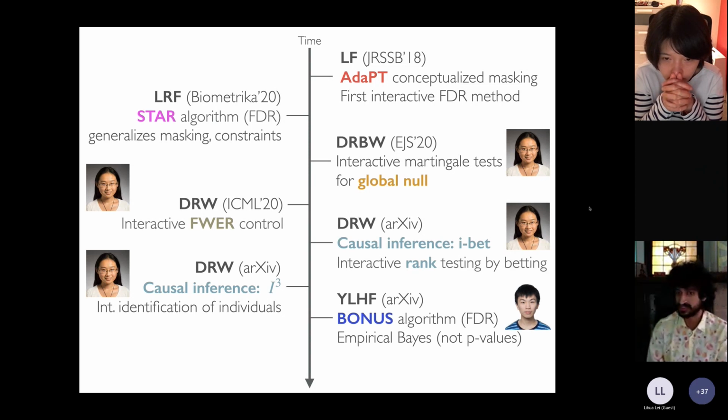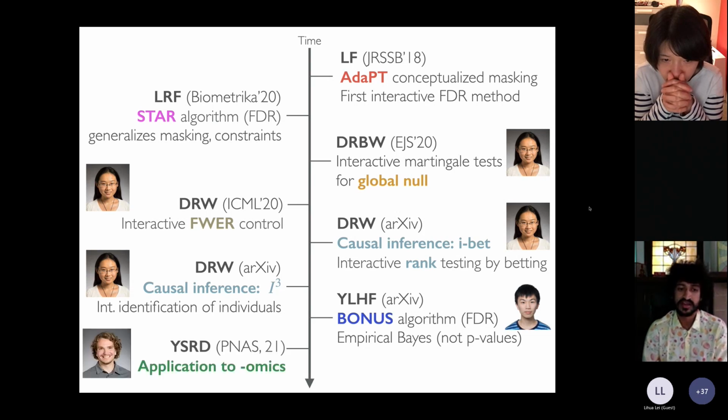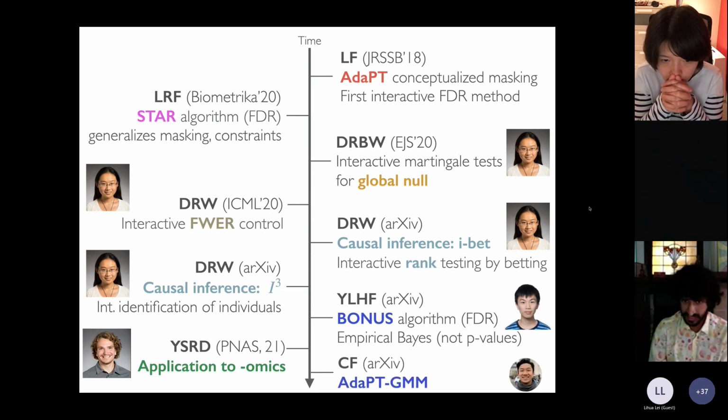Lihua mentioned this BONuS algorithm, which uses an empirical Bayes perspective and does not work on p-values. It works on raw data. Same with the causal inference applications. They don't have p-values. They work on raw data. So you can mask raw data without having p-values as well. And that's basically the important takeaway message that I want to mention here. And recently there have been applications to omics as well. This is by Ron Yurko and Chao and Fithian. And so there's a lot of interesting applied work being done in genetics, but I think these ideas would be applicable in other settings as well.